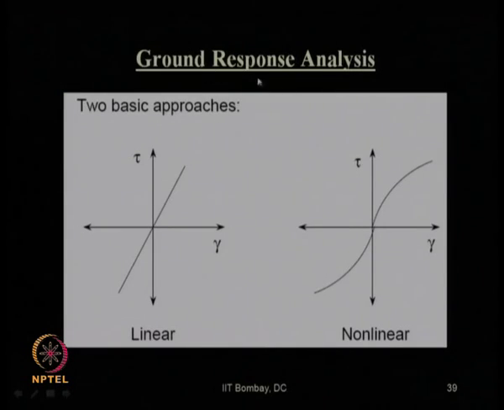To carry out the ground response analysis, typically we have two basic approaches. The first approach is called the linear approach and the second approach is called the non-linear approach. Why do we call it the linear approach? Because in that case, the shear stress versus shear strain behavior of the soil material through which the earthquake waves are passing is assumed to behave linearly like this. If you take that linear behavior of shear stress versus shear strain during the earthquake motion at a particular site, then you can call it linear ground response analysis. Another analysis is called non-linear, where the shear stress versus shear strain response is completely non-linear like this. It is not linear, right?